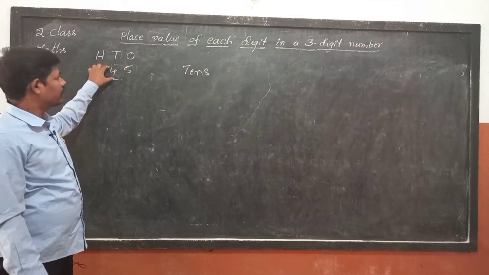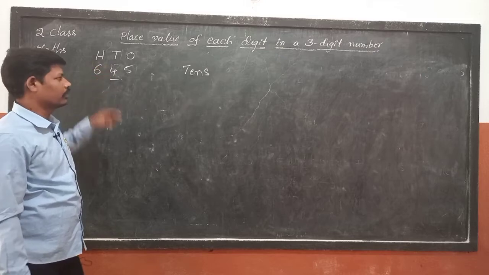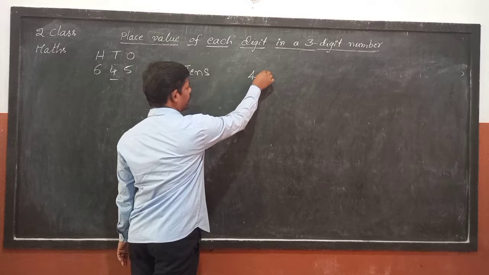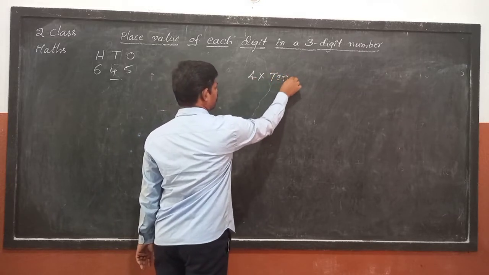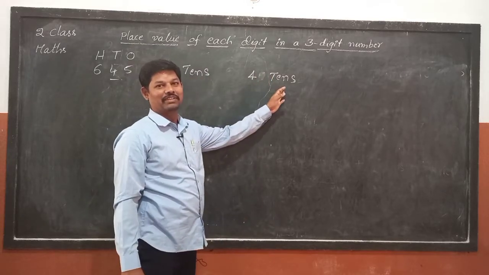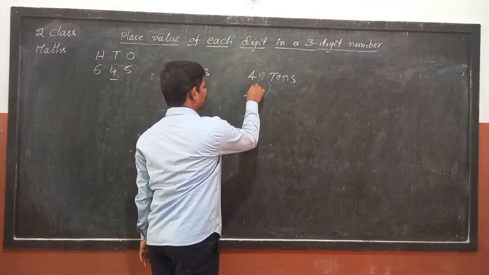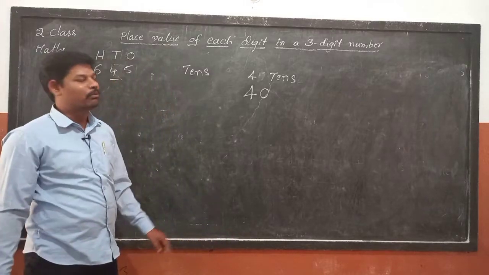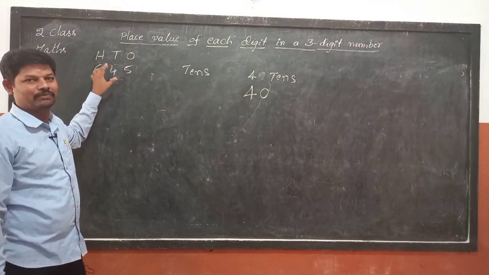So what is the number? That means, what is the digit present in the tens place? 4. So here 4 tens. Okay, 4 tens means 40. 4 tens, 40. So that is the place value of the underlined digit.